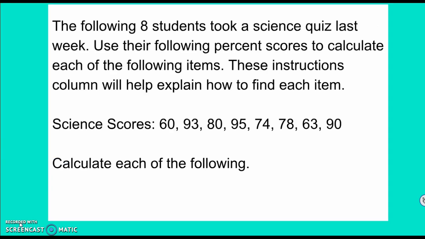We are going to use the following scenario to find the measures of center and the measures of variation for these science scores. The following 8 students took a science quiz last week. Use their percent scores to calculate each of the following items. The instruction or example column will help you find each item. The science scores are 60, 93, 80, 95, 74, 78, 63, and 90.